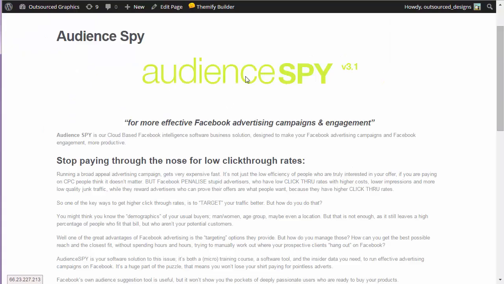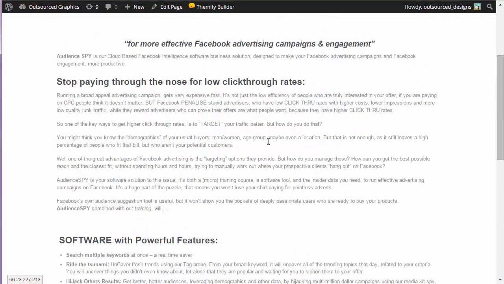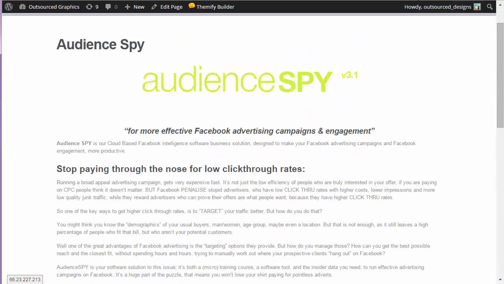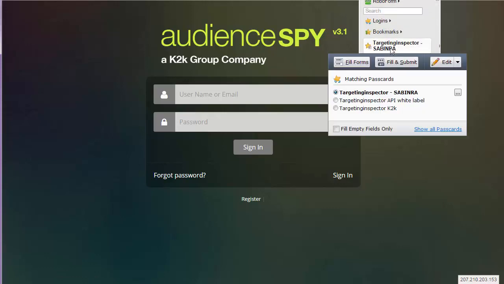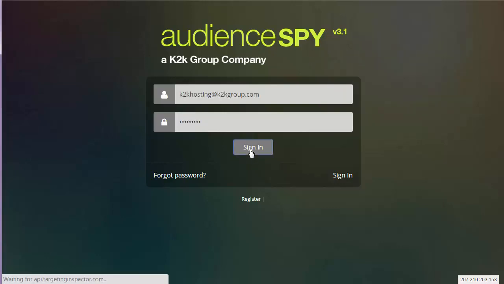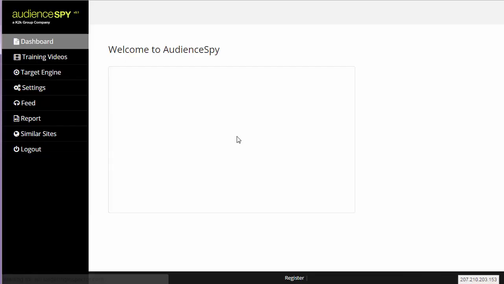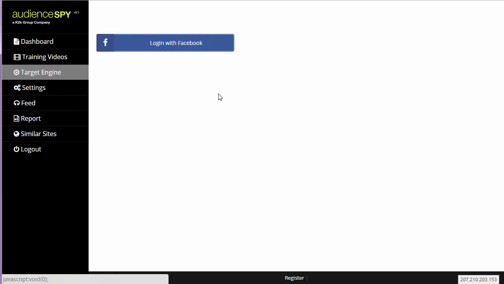So what happens with audienceSPY is that we can drill that down into groups of people who are much more actively interested in what we're selling. So with audienceSPY, we would just log in. The first thing we have to do is connect the engine with our Facebook account, just so that we can search via Facebook.